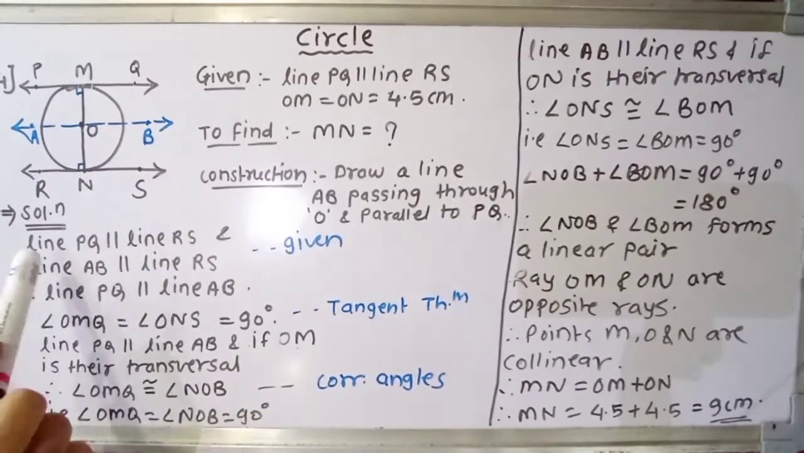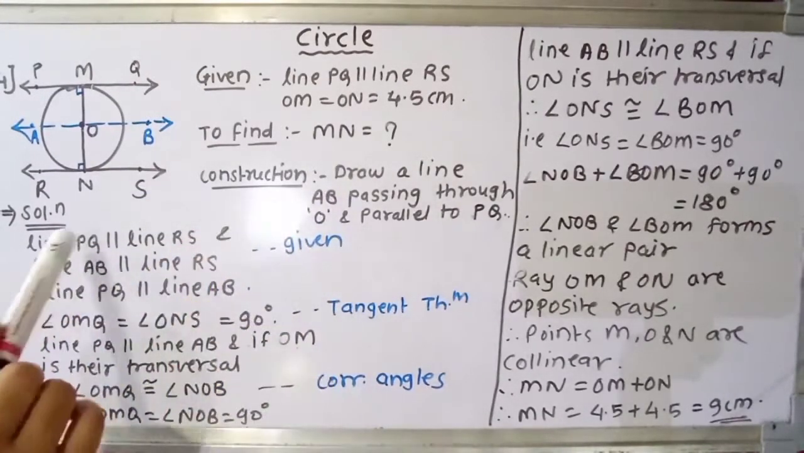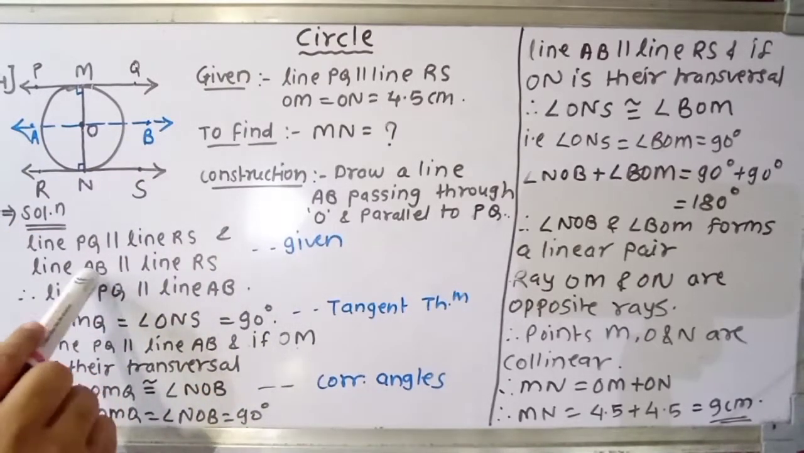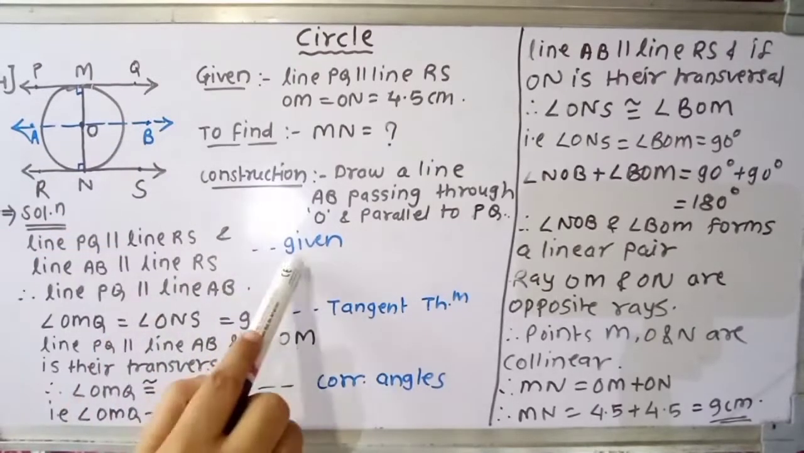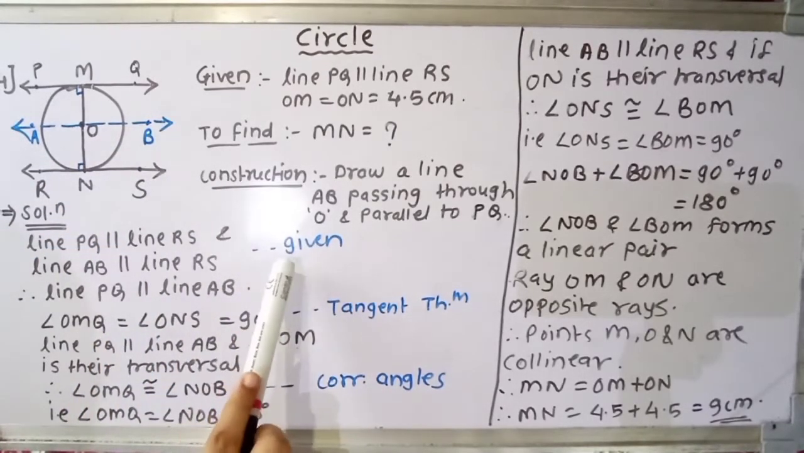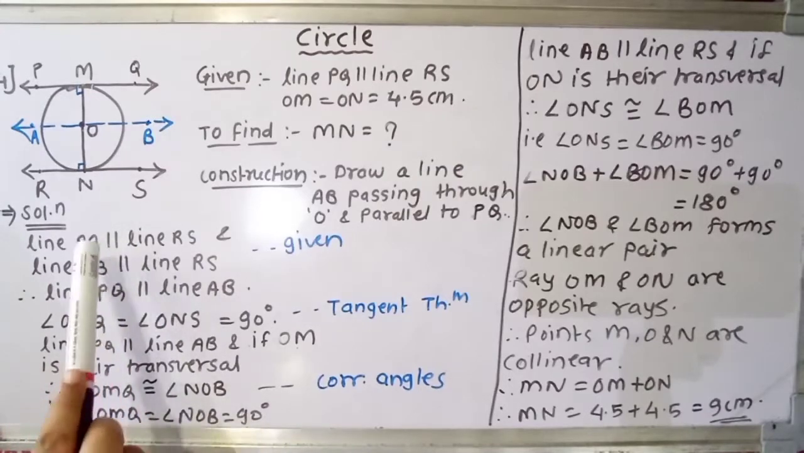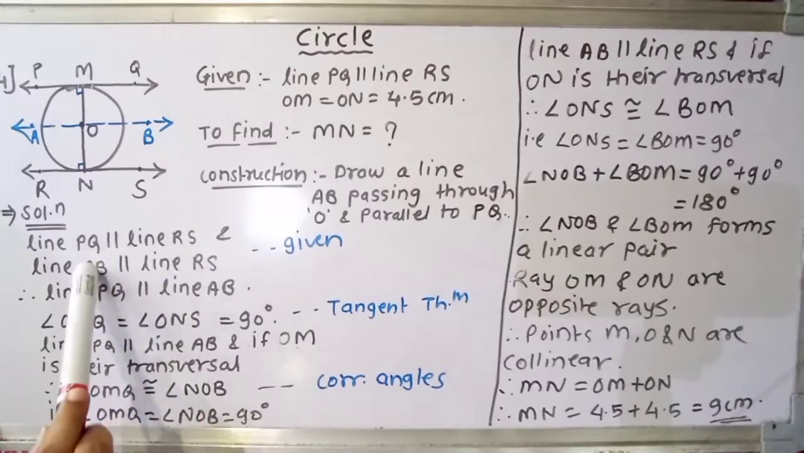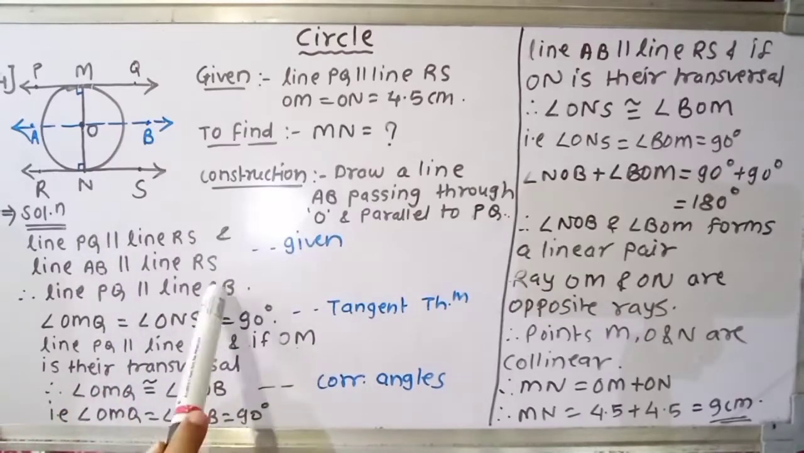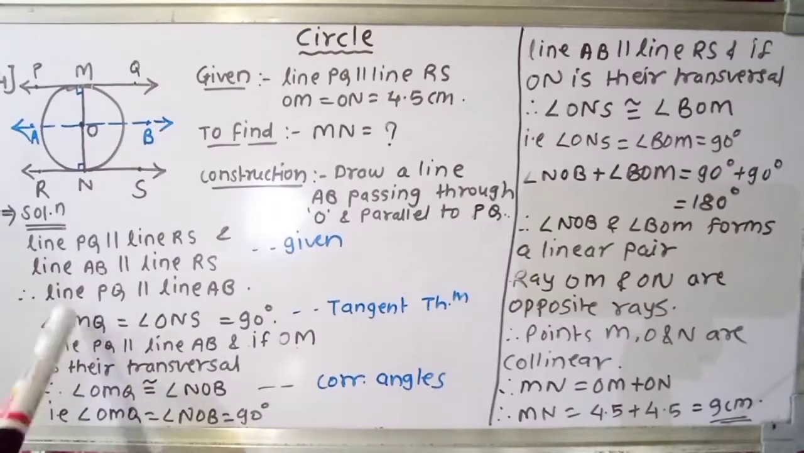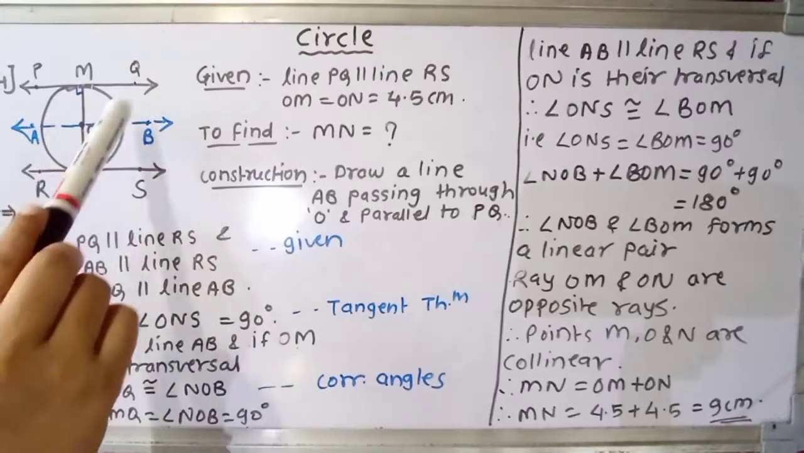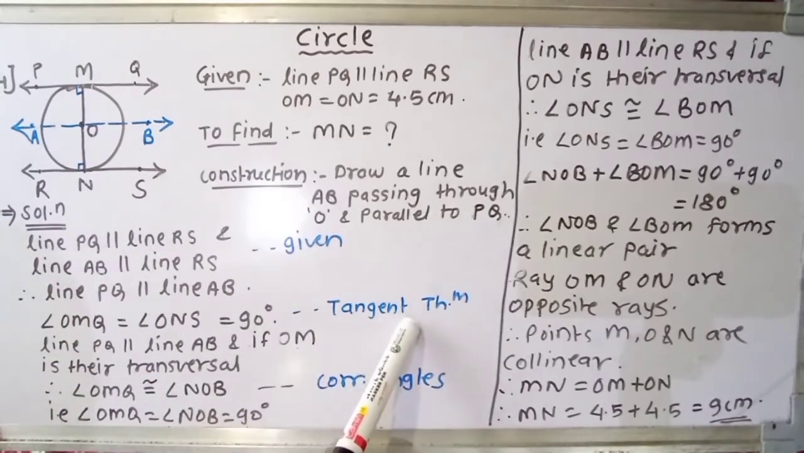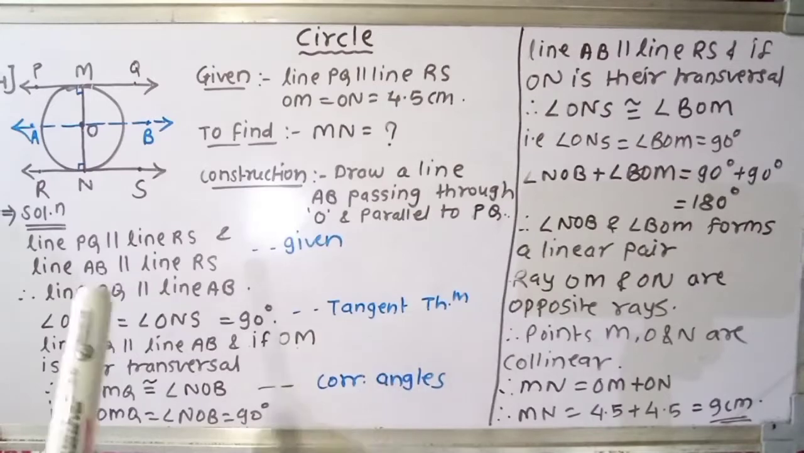Now what I get here: line PQ parallel to line RS, which is already given, and line AB parallel to line RS by construction. Right, here is the reason. Therefore I can say PQ is also parallel to AB, because PQ is parallel to RS and RS is parallel to AB. So angle OMQ equal to angle ONS, both are of 90 degrees. The reason is the tangent theorem.